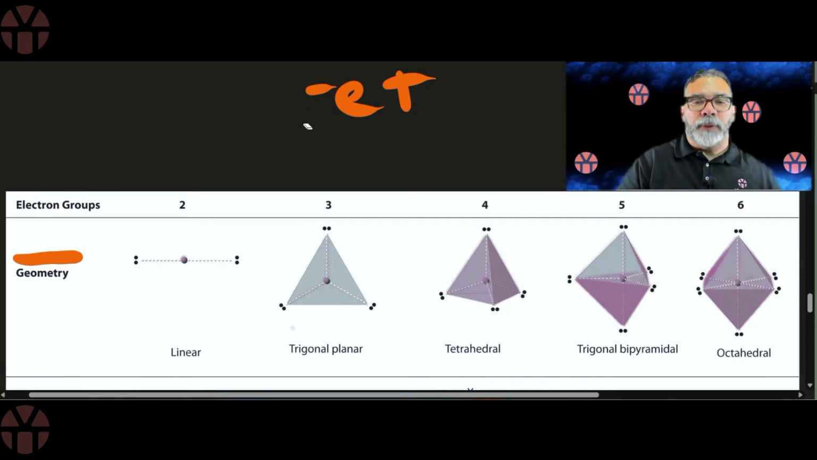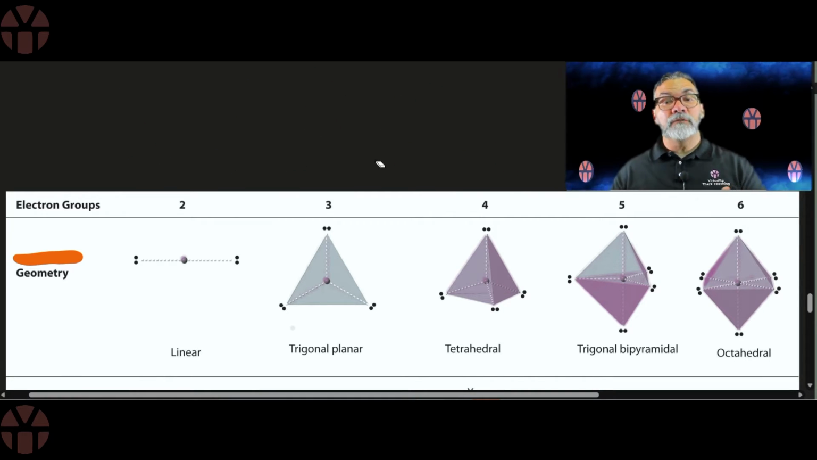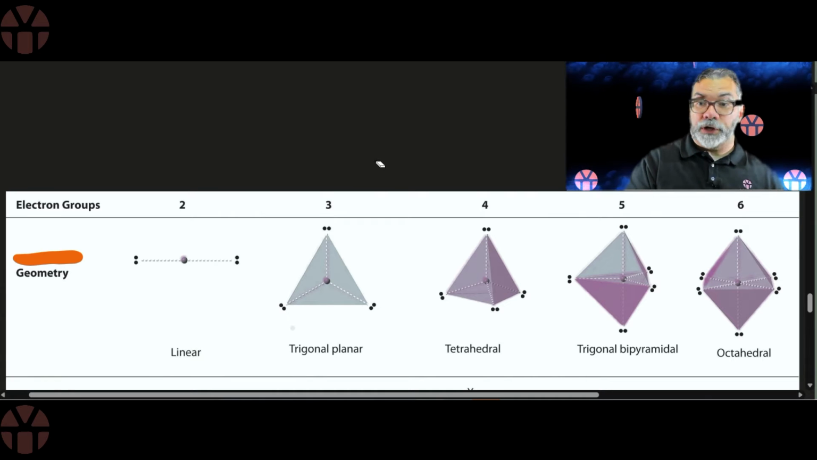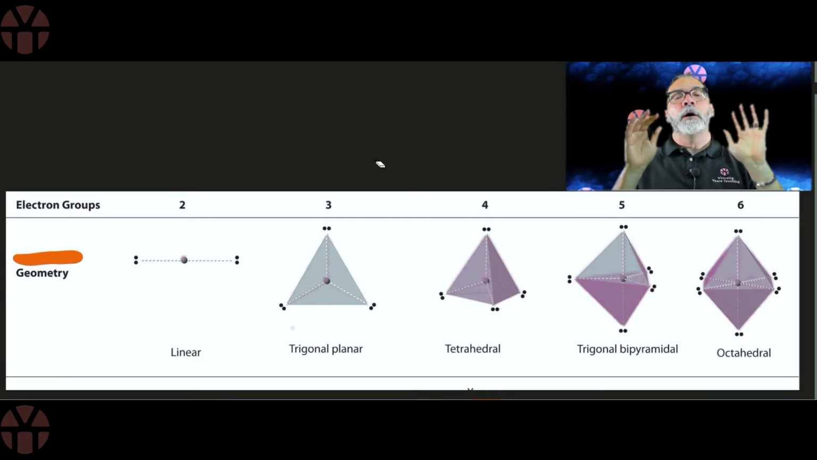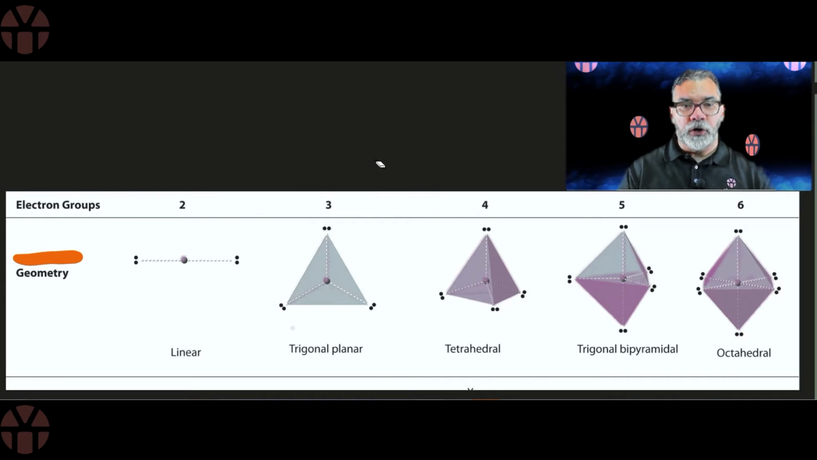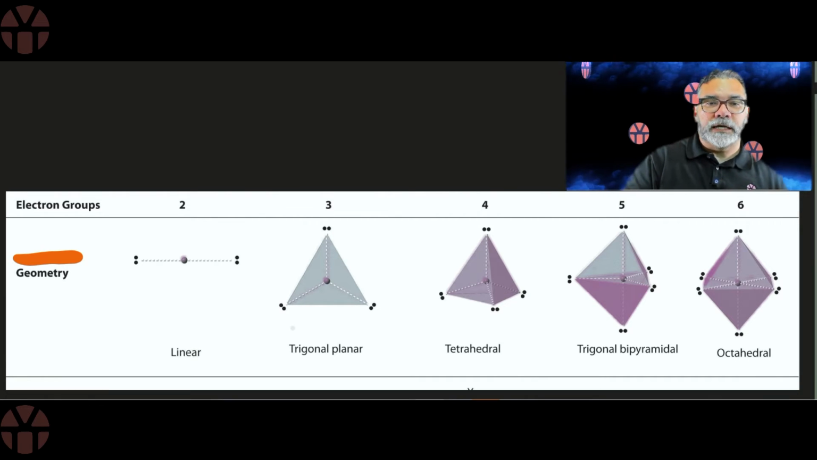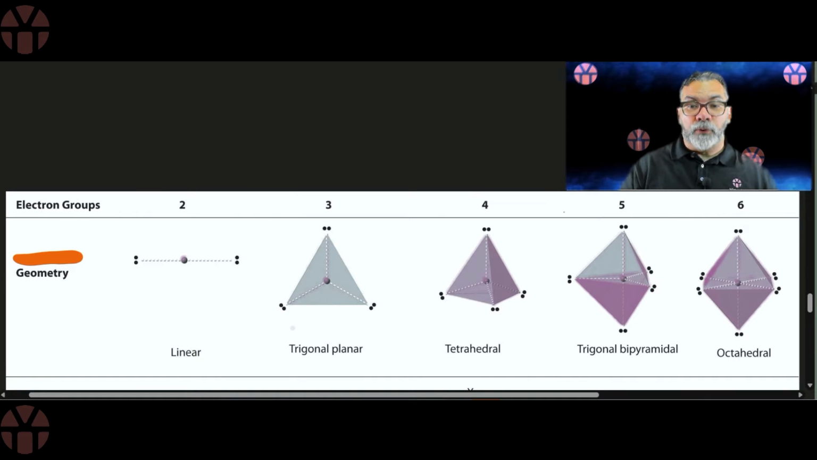Now, it is possible that you may have an expanded valence shell that still is trigonal planar, as in the case of sulfur trioxide like we saw earlier. But for the most part, cheap and dirty, those are going to be if the octet is followed. Now, what happens if you break the octet?